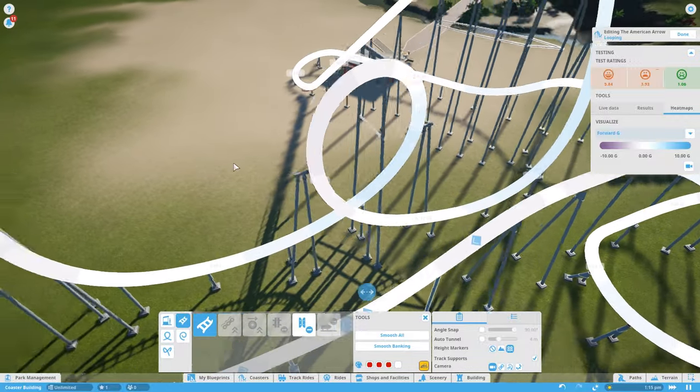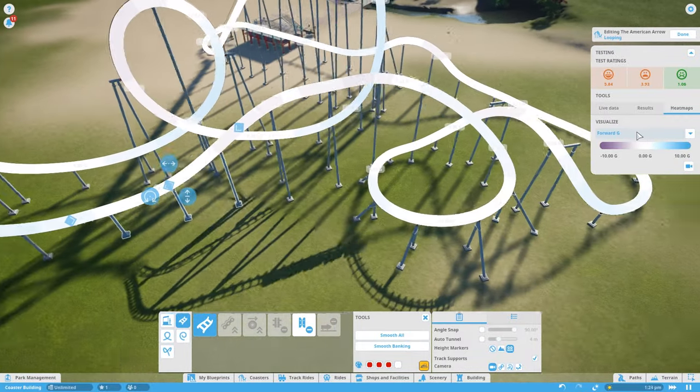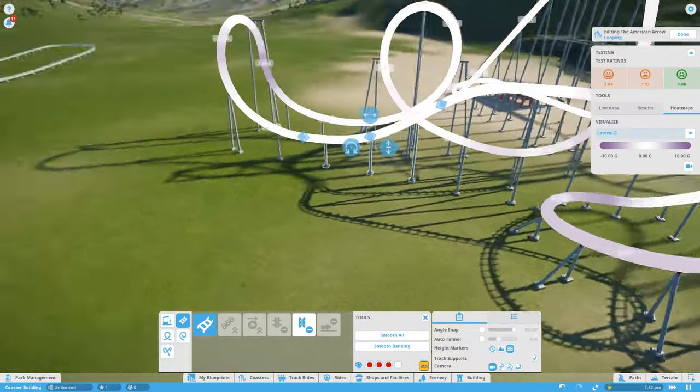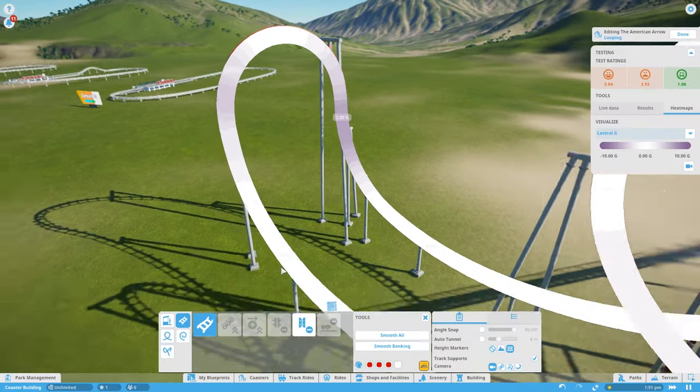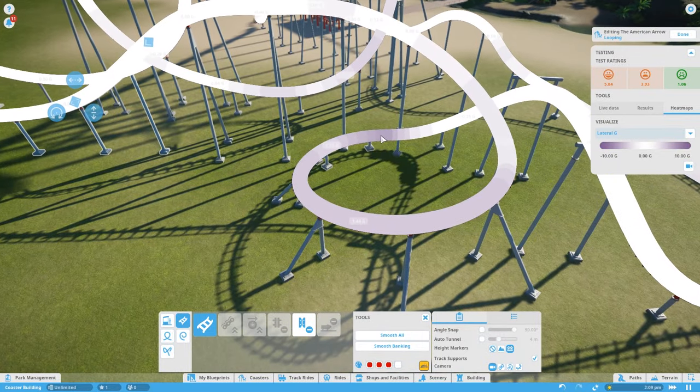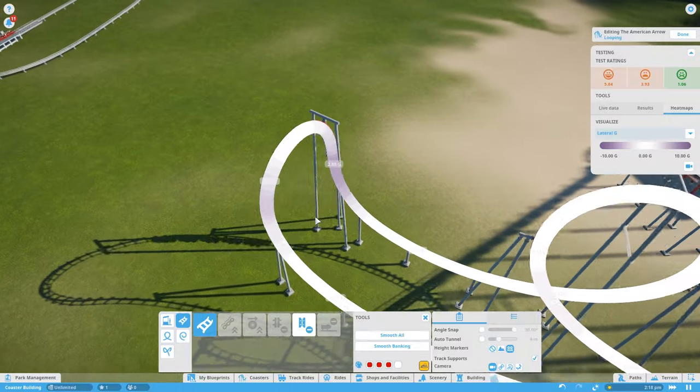It loses a bit of speed on the hit, on the sort of interiors, as it should. So forward G isn't a problem for this. Lateral G, there's a little kink here. Look, there we go, 2.8G. It's probably a little high, really, and also here as well. So let's try and smooth those out a little.